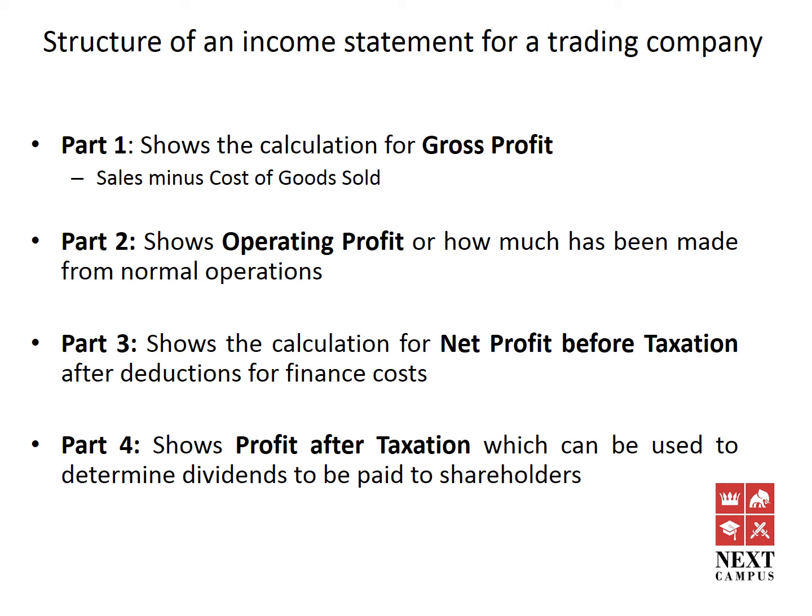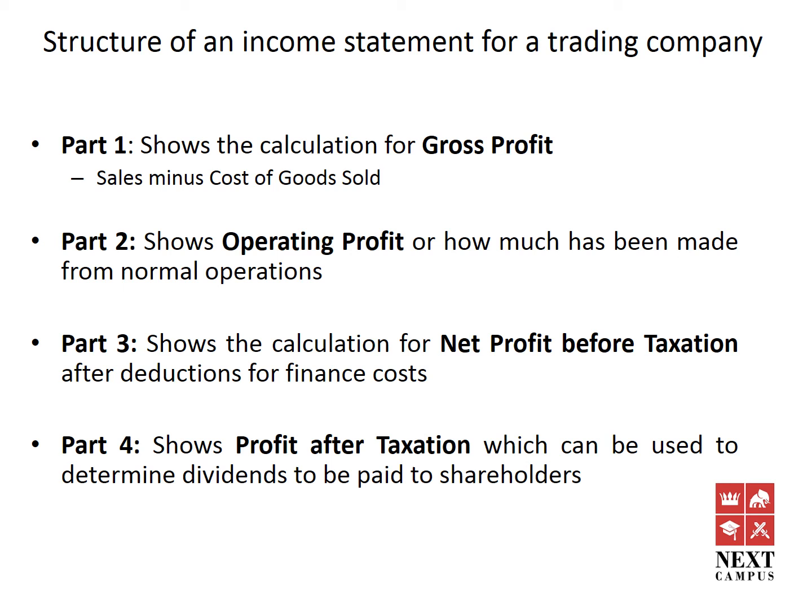Then from that, you have to get the operating profit. So for operating profit, you have to reduce all other expenditures like salaries, the wages, things like that. So then you will get the profit before taxation. That's the part 3. Then you deduct the taxation, the value of tax. Then you will get the profit or the amount attributable to the shareholders.